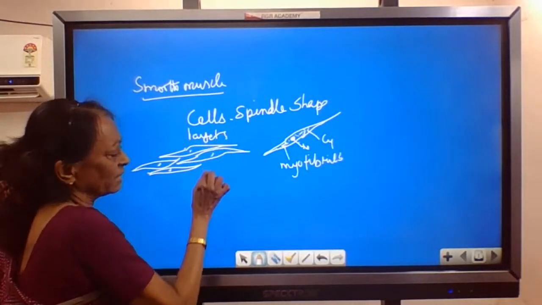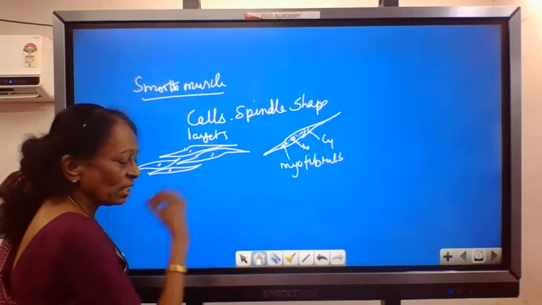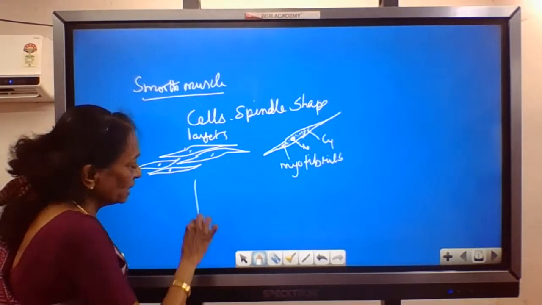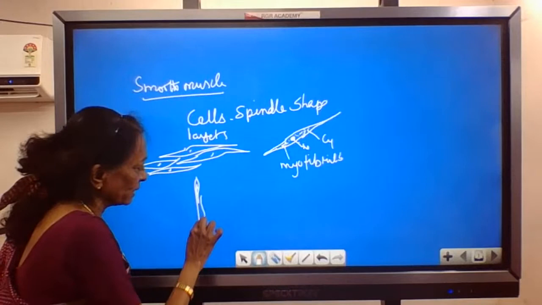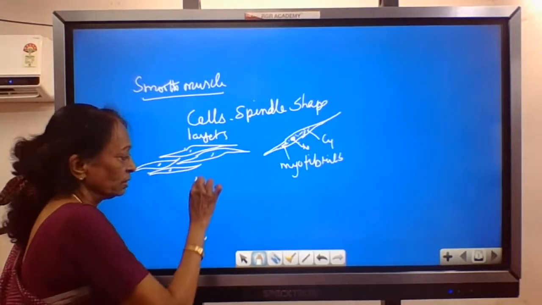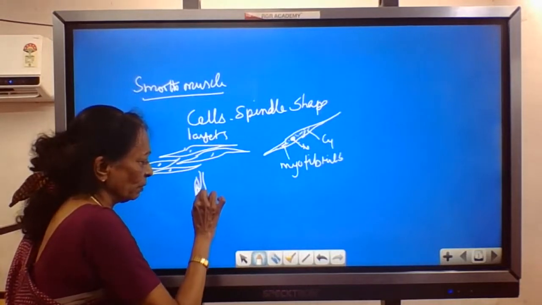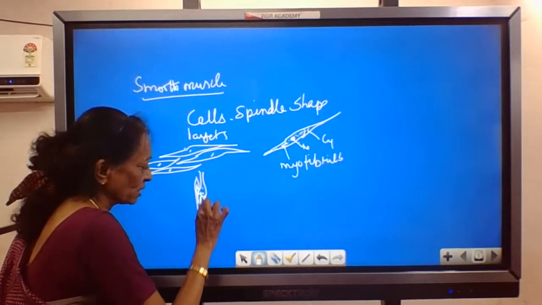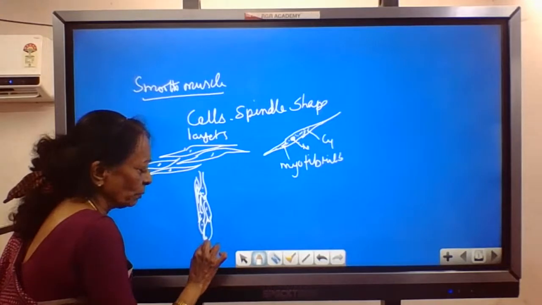Now these layers can be lengthwise or circular. When they are arranged in the lengthwise form, all the cells are like this, lengthwise. Then you call that a longitudinal smooth muscle. So the cells are arranged layer by layer, but they are lengthwise. This is called longitudinal muscle.